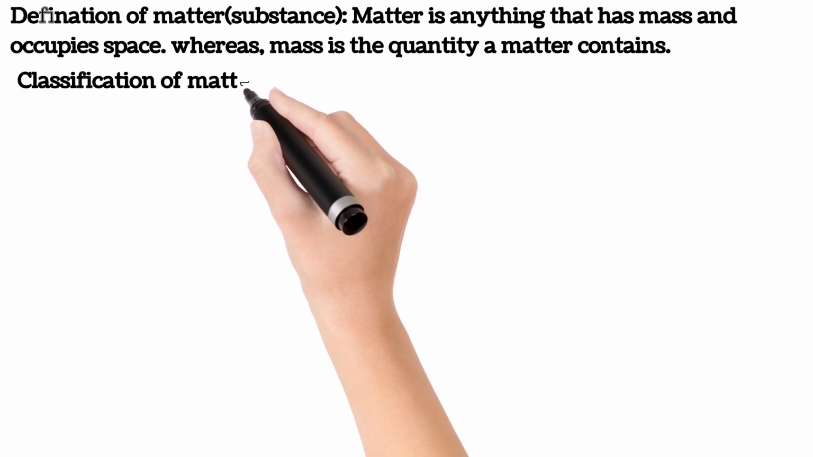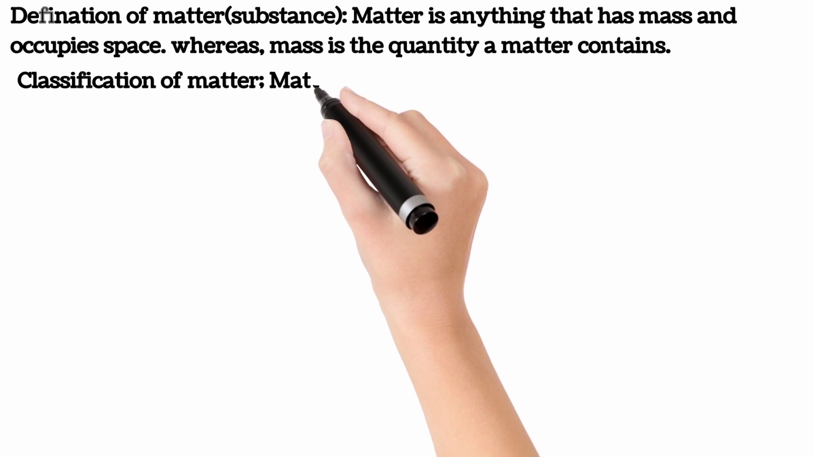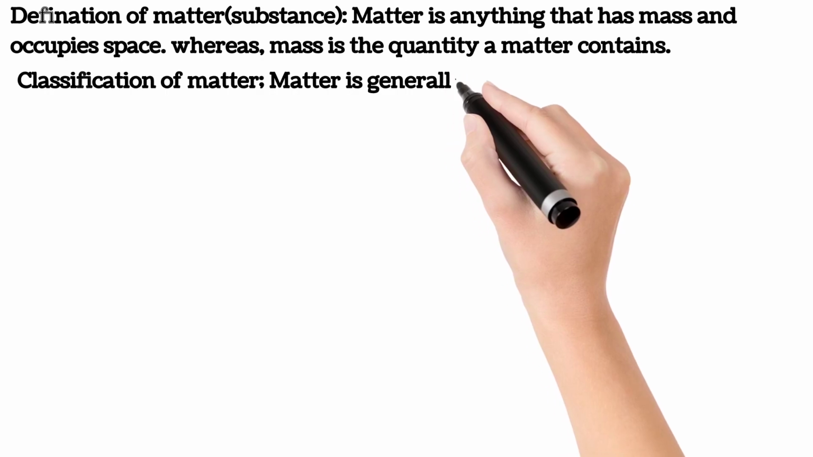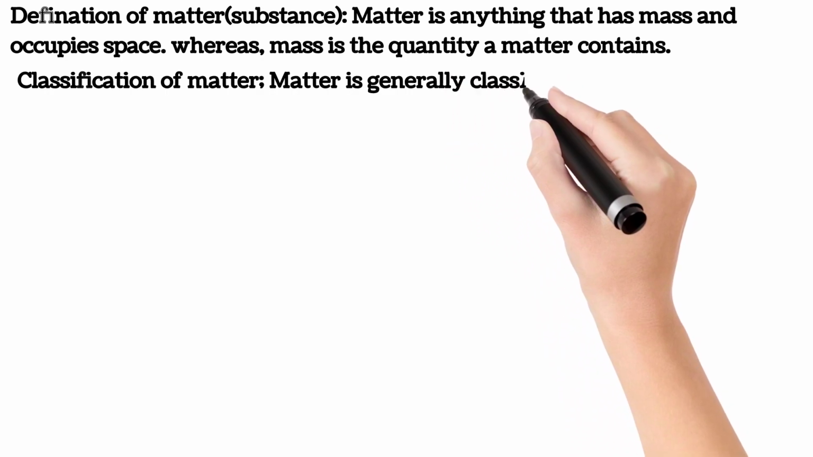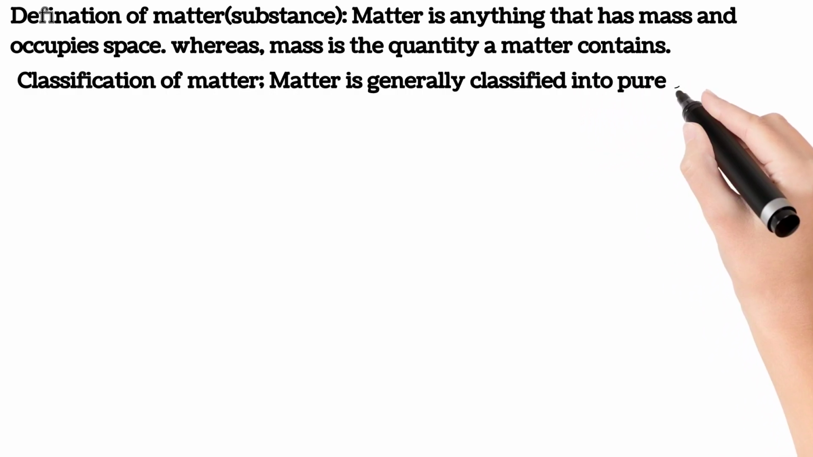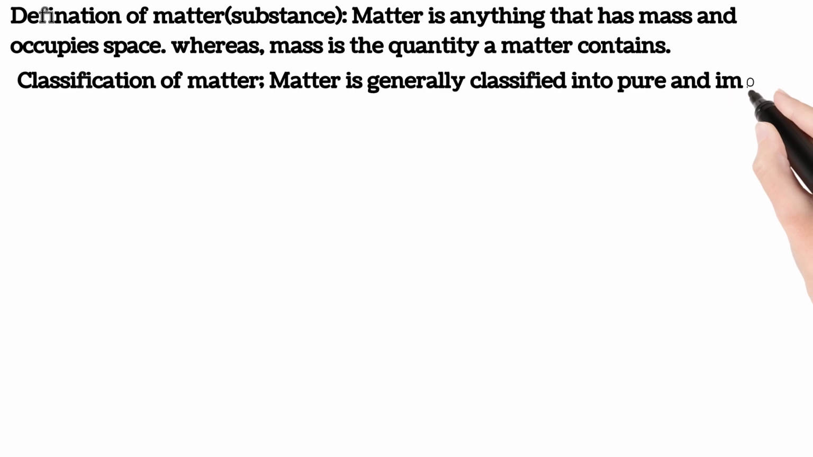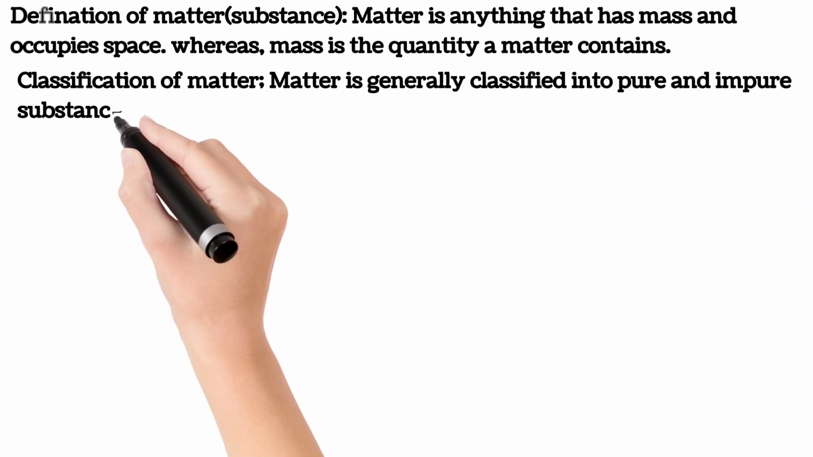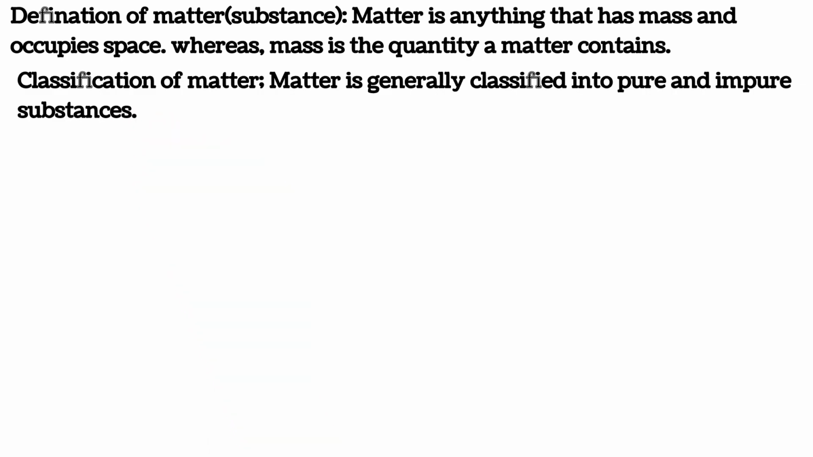Matter is generally classified into pure, which is also known as distinct, pure and impure substances. So now we are going to take it step by step, talking about the pure substance first. Now we'll talk about what comprises the pure substance, and we're going to talk about the physical properties of pure substances. So now let's start.